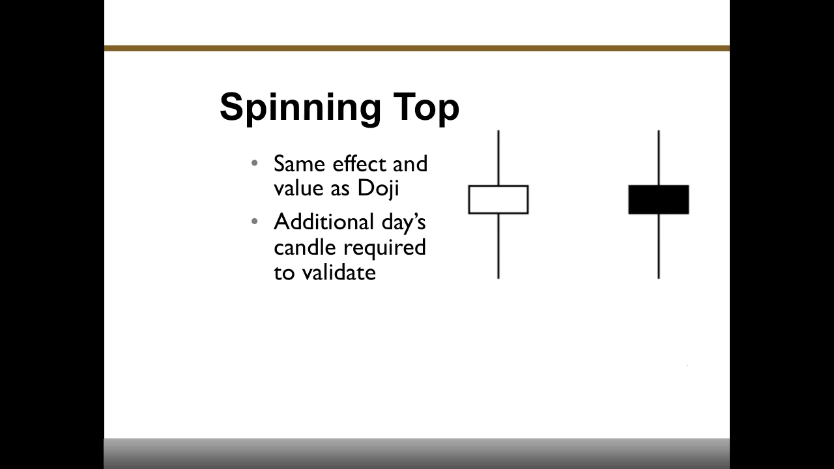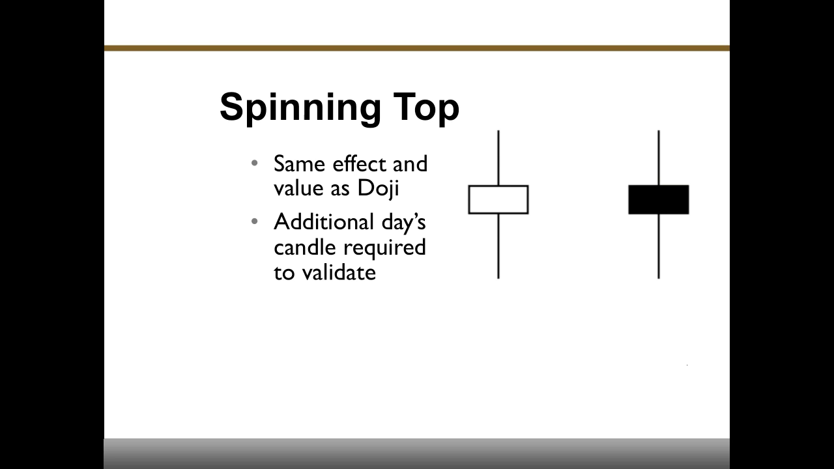A spinning top has a larger candle body than a doji, but is still marked by a relatively small difference between a security's opening and closing prices, along with a shadow on either end of the body. Doji candles and spinning tops are similar in other ways besides their physical appearance. A spinning top signals uncertainty in the same manner as a doji candle.